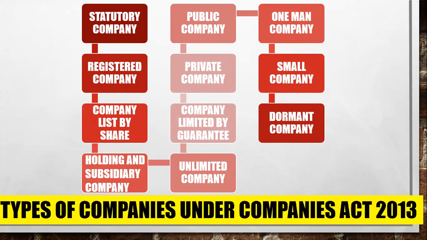Statutory company means a company that compulsorily has to be registered. A registered company is one registered under the Companies Act 2013 or the Companies Act 1956. Listed company means a company listed by share, according to the share price of your company. So these are the types of shares.